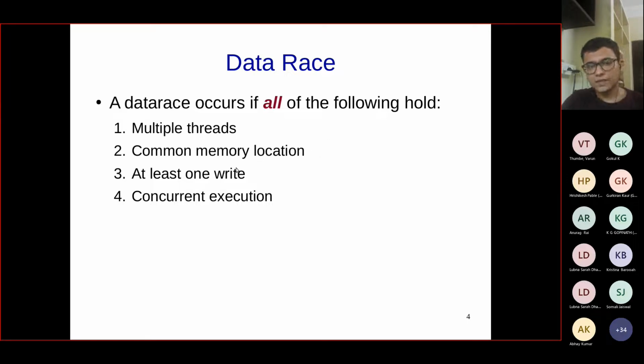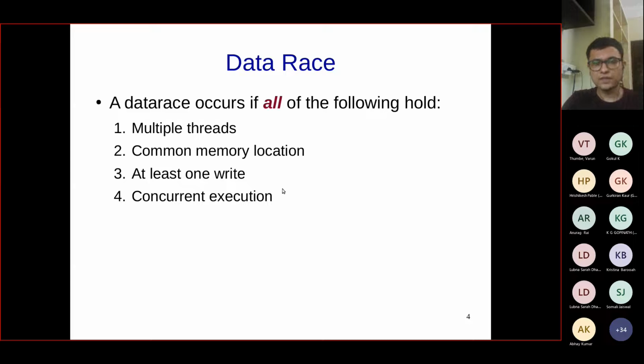Then at least one thread should write. In that case also, multiple threads were writing, right? Both the threads were trying to write into that sum or count variable, after reading their value and adding the appropriate content to it. So at least one write was there. And then there was concurrent execution also happening, right? They were trying to write at the same time, or in some interleaved fashion, but they were writing concurrently. So concurrent execution is also needed.